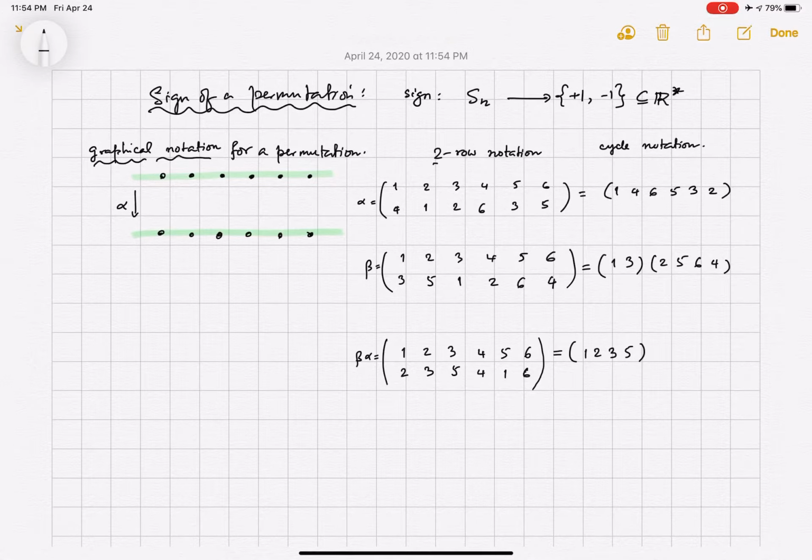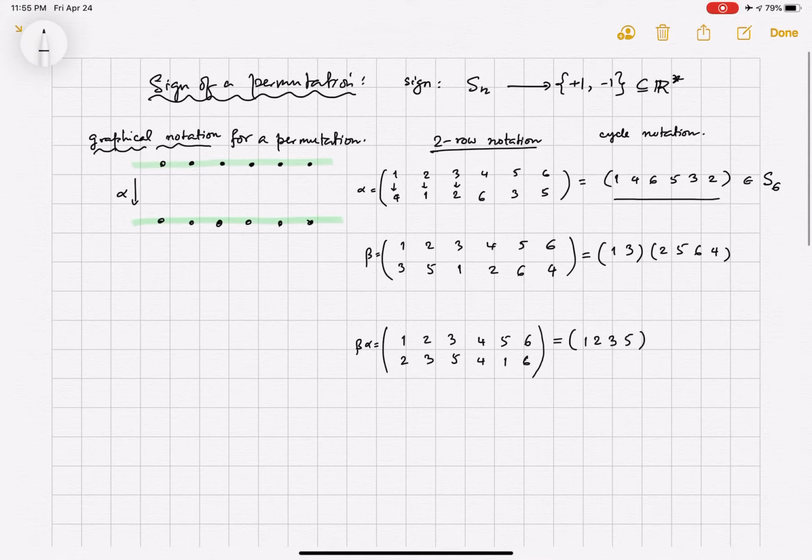So far we have two ways of representing a permutation. The original way, called two-row notation: you just write down 1, 2, 3, 4, 5, 6, and then you write down on the second row where they go. So 1 goes to 4, 2 goes to 1, 3 goes to 2, etc. That gives you a permutation of 6 letters, an element of the group S6. And here is a shorter cycle notation, which we played with for a while. So here is a third notation called graphical notation. To get that, you write 1, 2, 3, 4, 5, 6 in a line, and again 1, 2, 3, 4, 5, 6 below it.